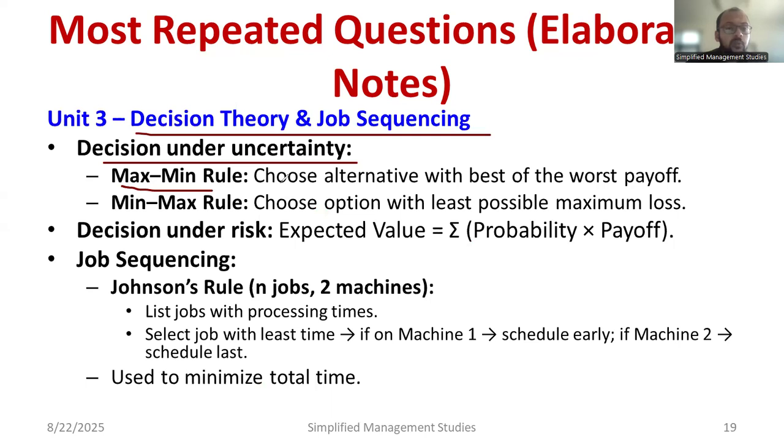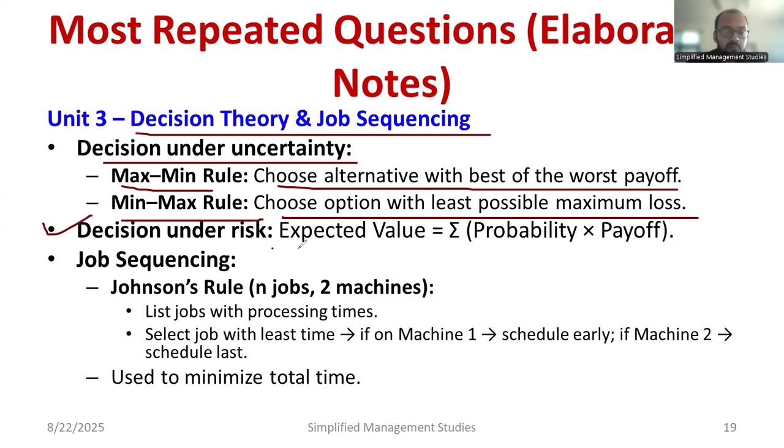Maximin rule: choose the alternative which is the best of the worst payoffs. Minimax rule: choose the option with the least possible maximum loss. Decision under risk: expected value is equal to the sum of probability times payoff. That is the way to calculate the expected value. Kindly remember this particular equation.